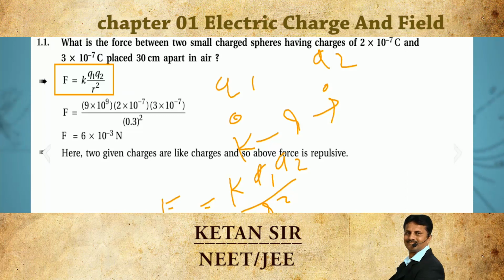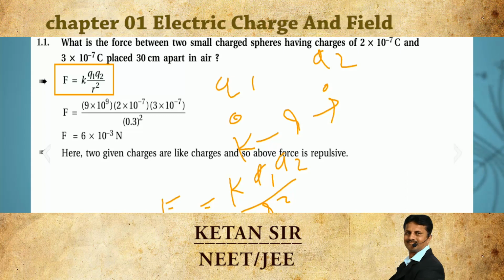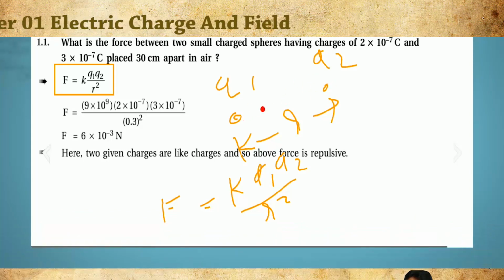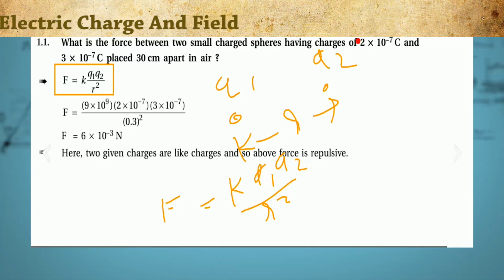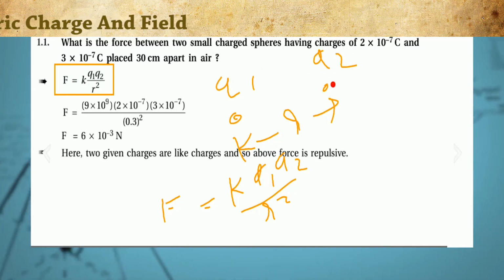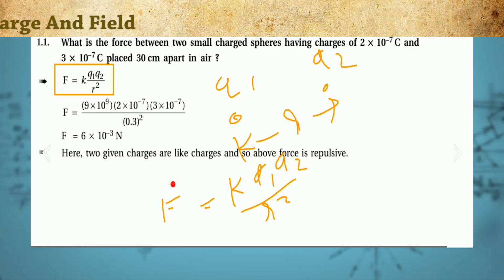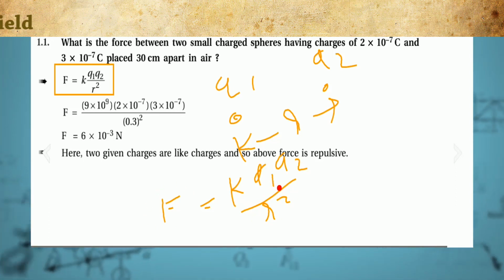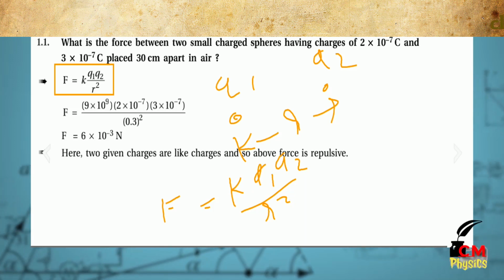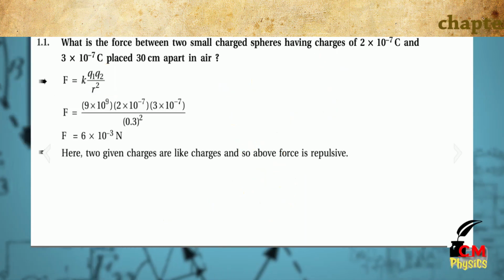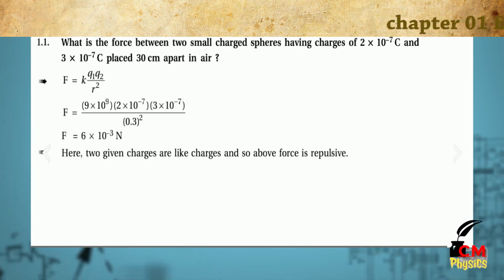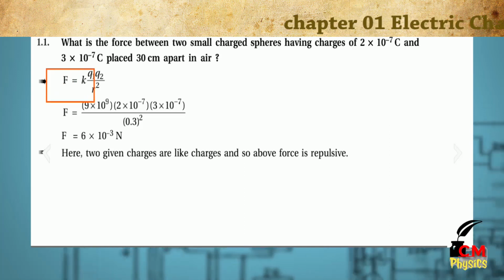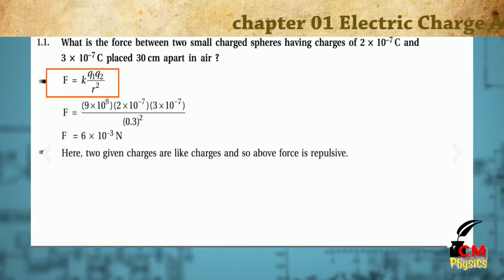The electrostatic force between 2 point charges having values q1 and q2, where the distance between the charges is r, is F is equal to K q1 q2 by r square. The values of q1 and q2 and the distance between them are given inside the question. आपको पता है questions के अंदर ये सारी वैल्यू दी गई है.